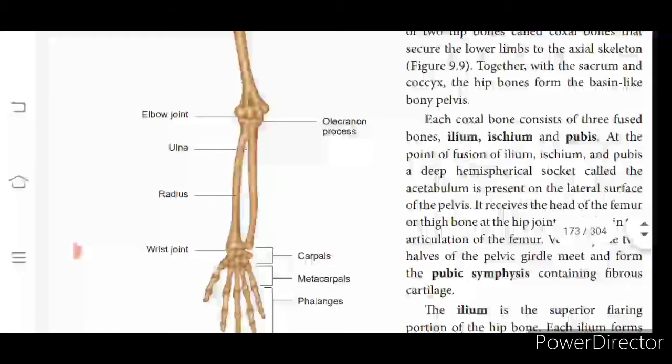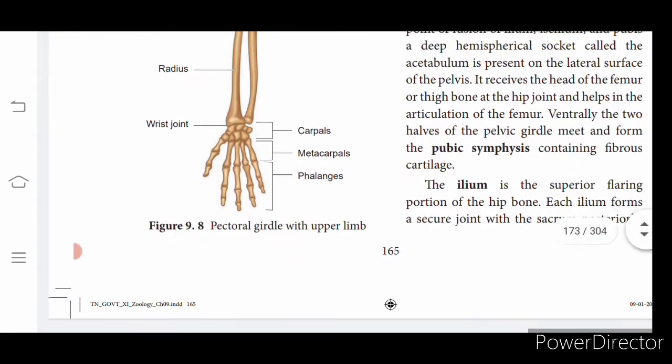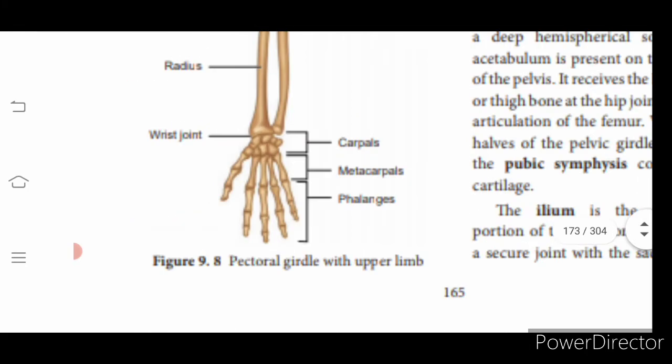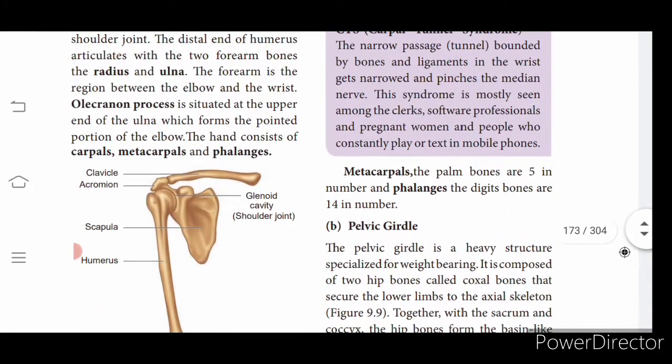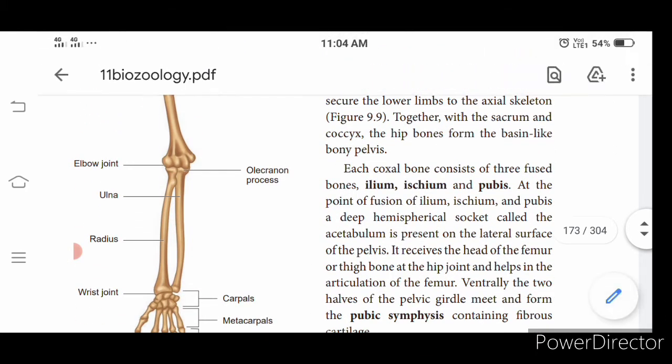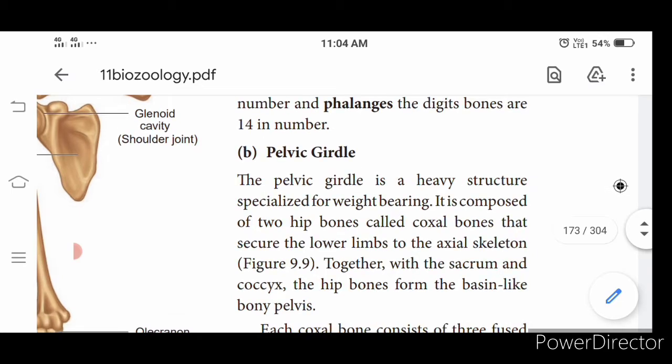In the region between the elbow and wrist, we have two bones, radius and ulna. Olecranon process, that is the pointed region of the elbow. Then below the wrist, we have the metacarpals and phalanges. So this is your finger region. This is about your pectoral girdle. Next we shall see about the pelvic girdle.